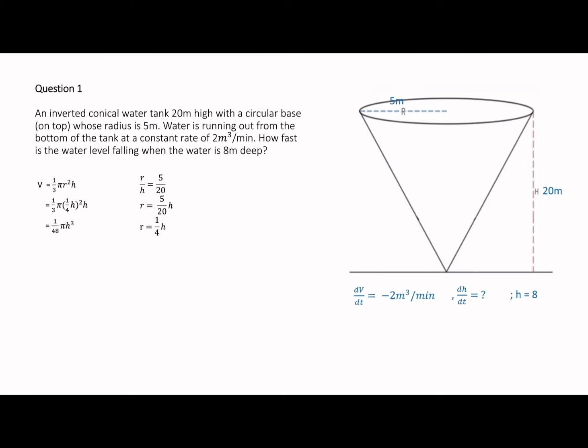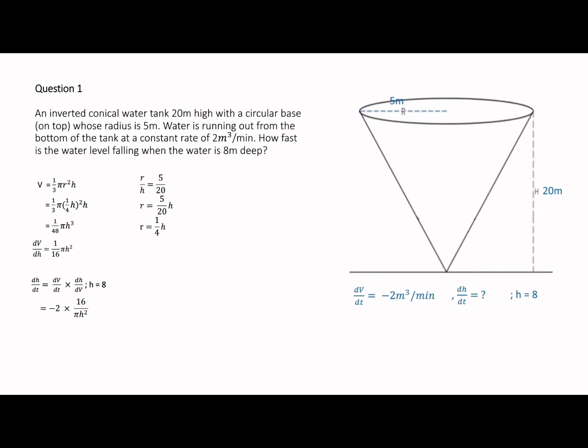In order to find dh over dt, we need to find the constant rate for the volume. So now it becomes dV over dh equals 1 over 16 pi h squared. The formula to find dh over dt is dh over dt equals dV over dt times dh over dV. So now we just have to substitute the data into the equation. It becomes negative 2 times 16 over pi h squared.